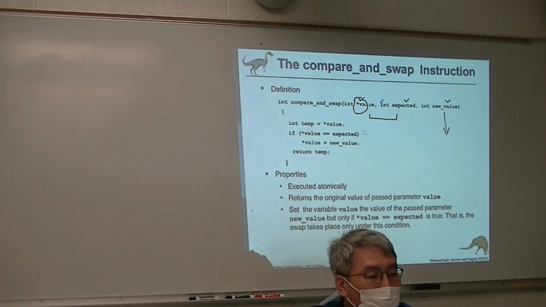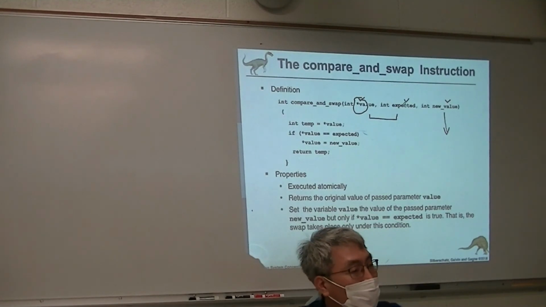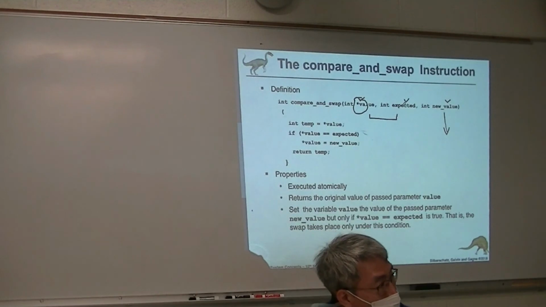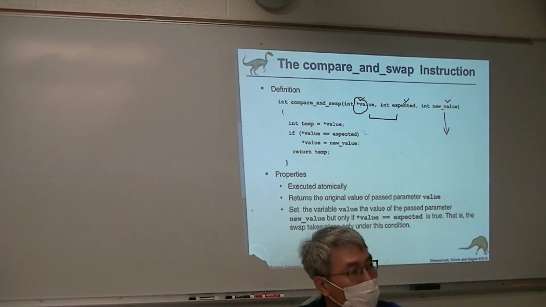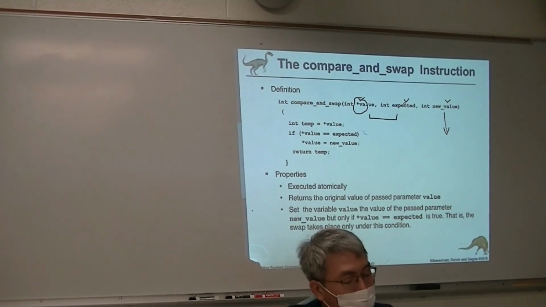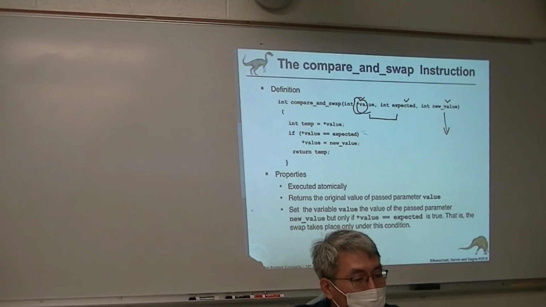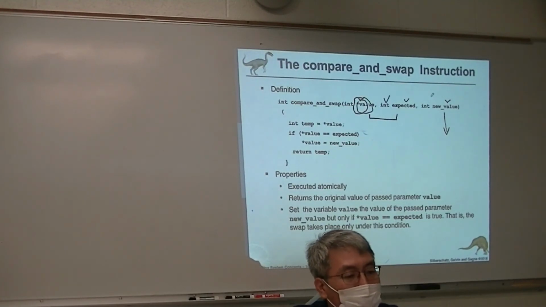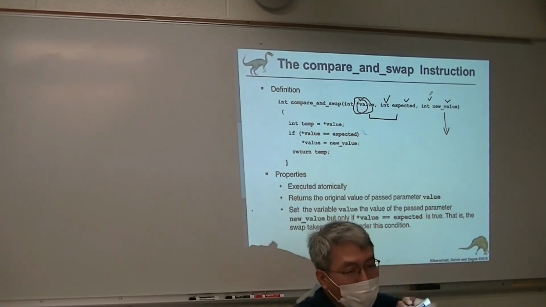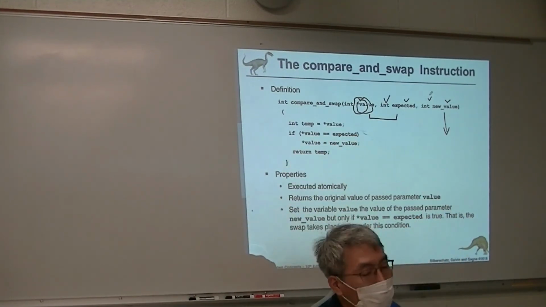Otherwise, if they are different, then they don't do anything, which means it's very similar to test and set. However, test and set is true or false. But compare and swap returns the input as it is, and as you can see, it's an integer value. You can set the what? In the case of test and set, it's only true or false.